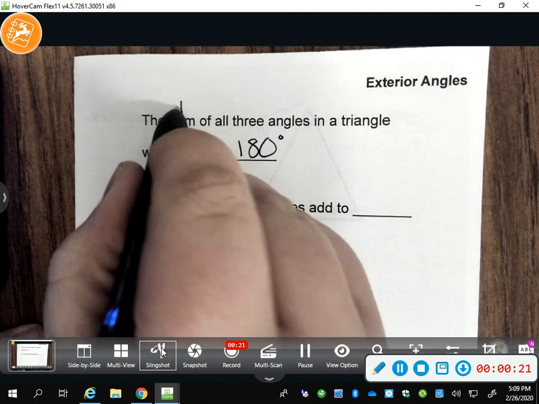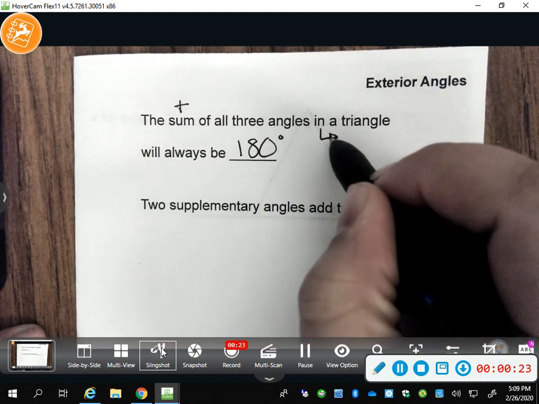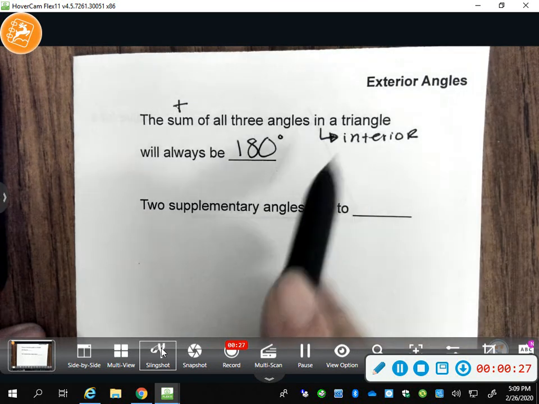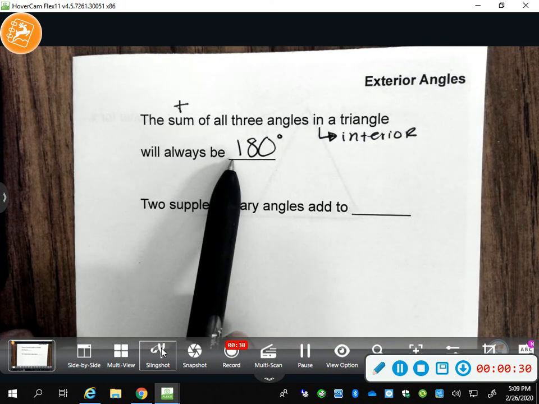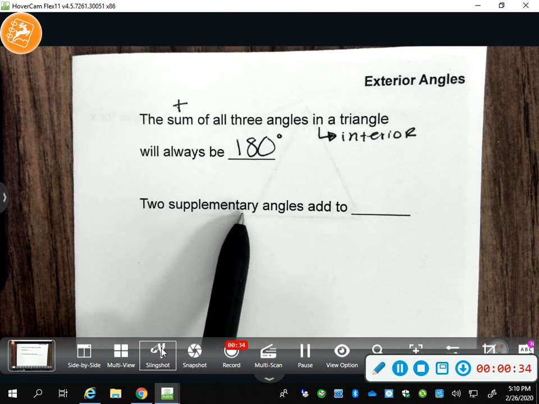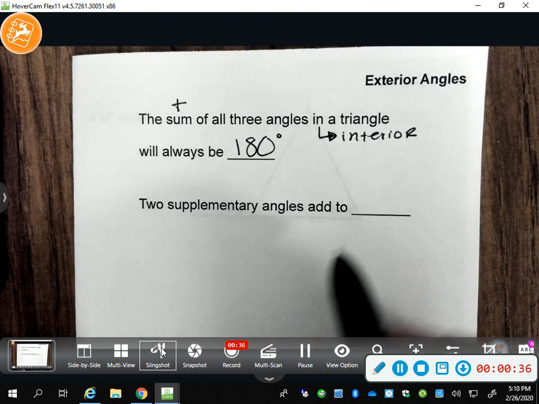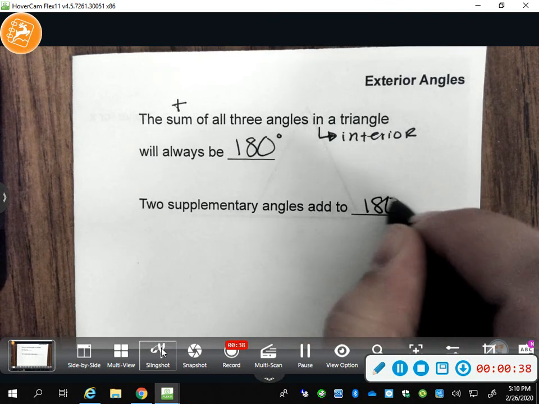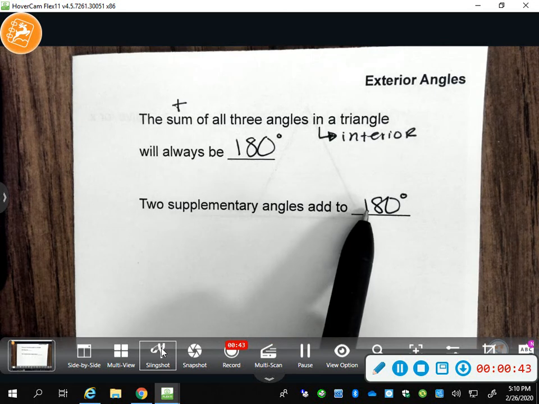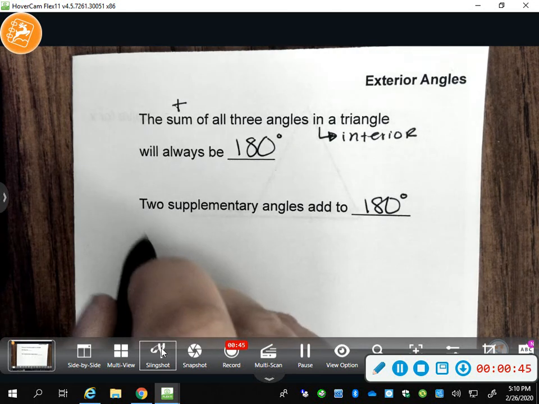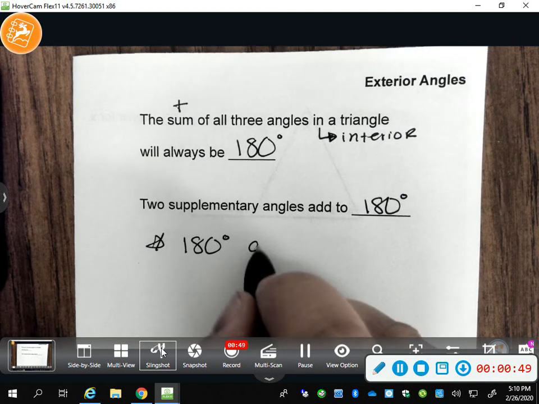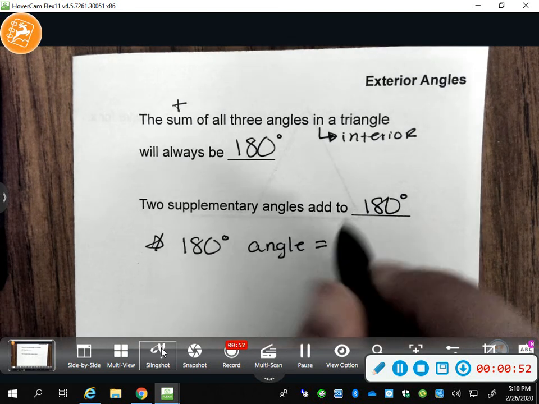Or when we add the interior angles of the triangle, or inside angles of a triangle, the sum will always be 180 degrees. We also know that two supplementary angles add to 180 degrees. If I have angles that are supplementary, their sum is 180 degrees. Let's remind ourselves that a 180 degree angle is just a straight line.